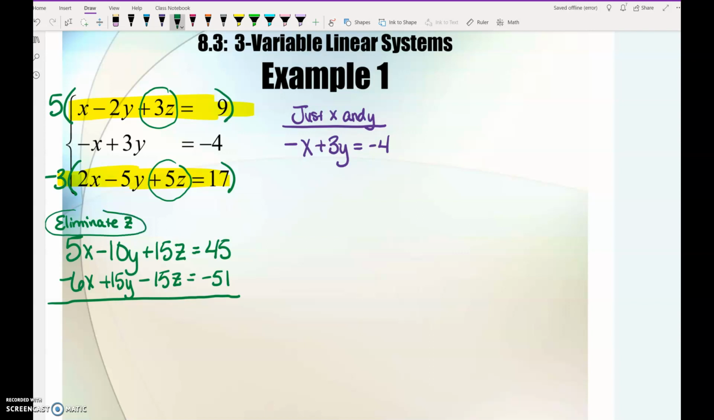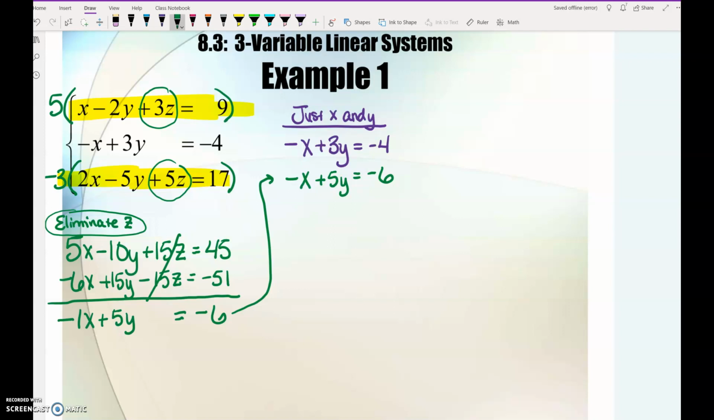So our goal here is to eliminate z. Add them together, we have negative 1x plus 5y, z has been eliminated, equals negative 6. Let's put that up here with the other equation that is just x and y. Ultimately, we need to figure out one variable.